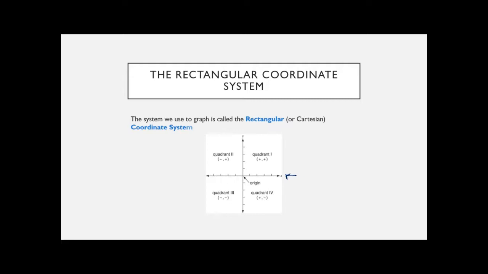So the horizontal is called the x-axis. So IS is a singular, ES is plural. And so we label that with X. And then the vertical is called the Y-axis. Usually the X is input, the Y is output, or the independent variable, dependent variable.